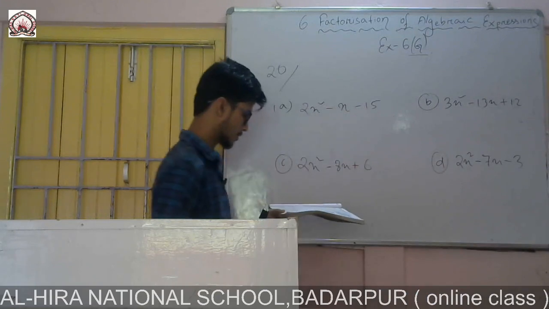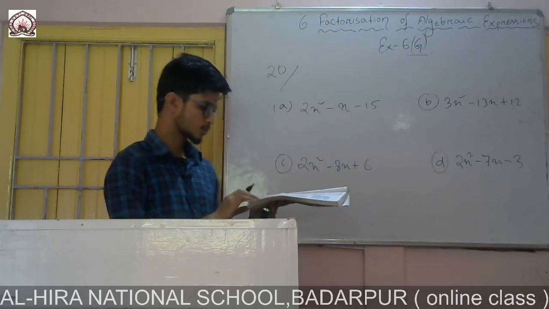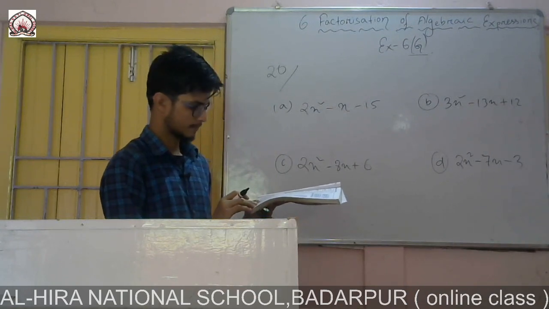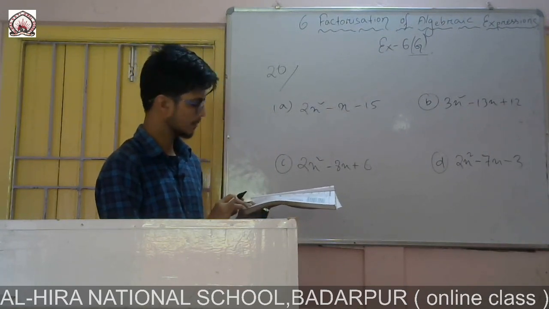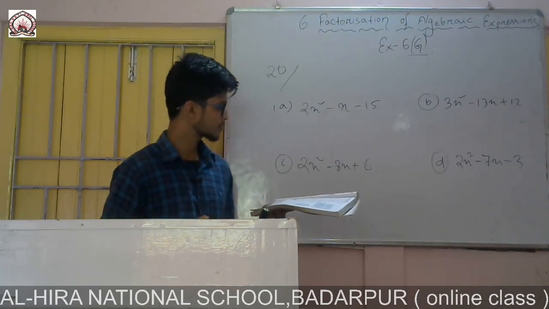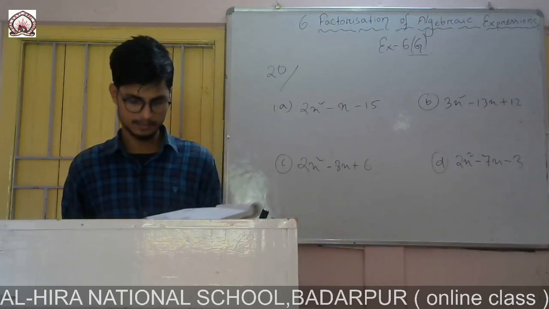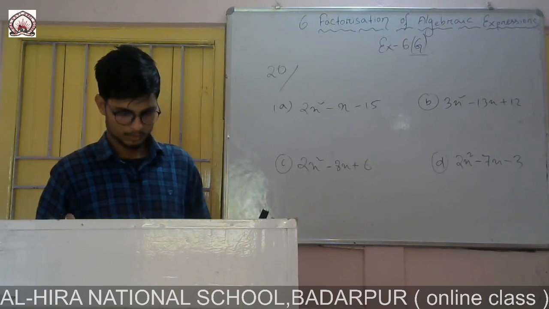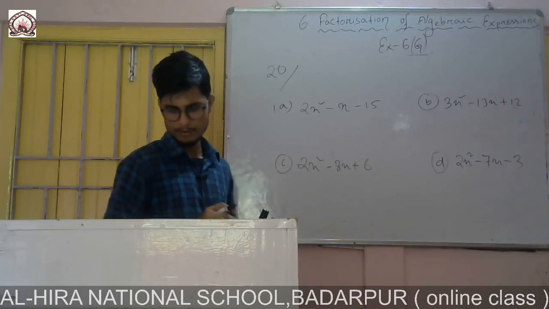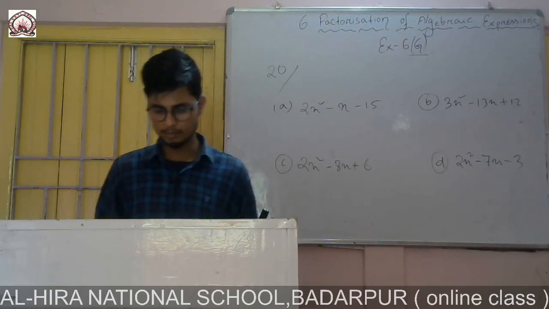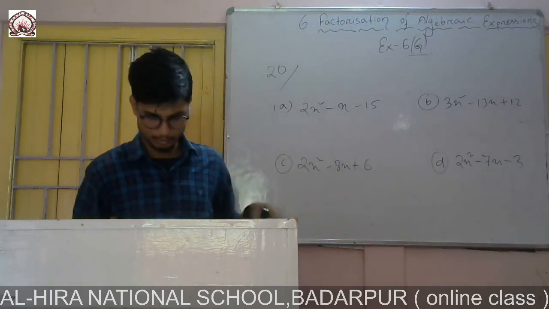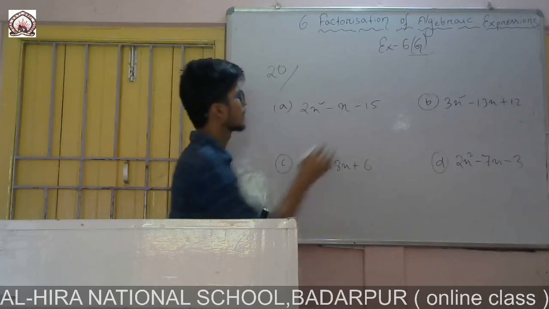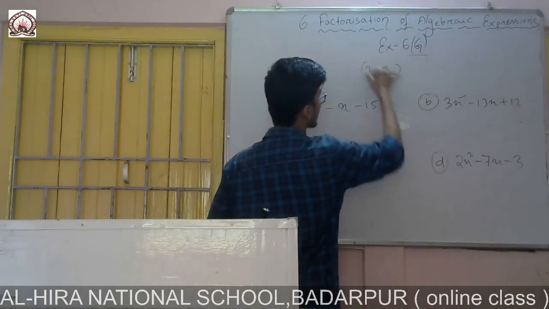So you see the question: option A, 2x square minus x minus 15; option B, 3x square minus 13x plus 12; option C, 2x square minus 8x plus 6; and option D, 2x square minus 7x minus 3. So the question is to find out which of these 4 expressions does not have the factor x minus 3. So there is a factor given, x minus 3.